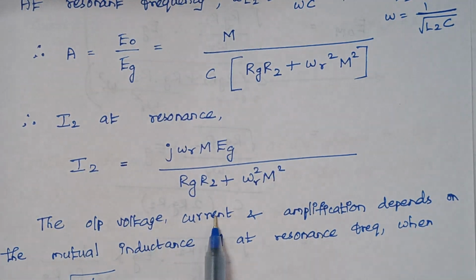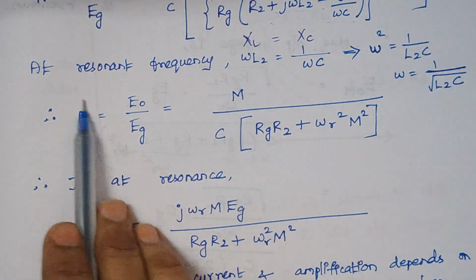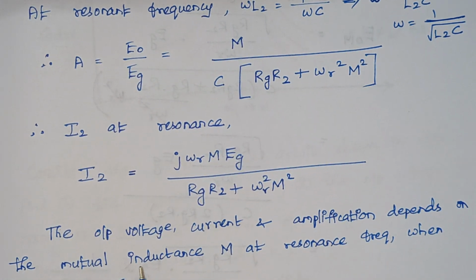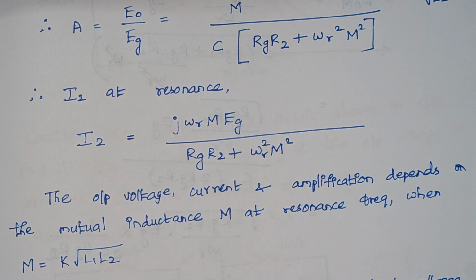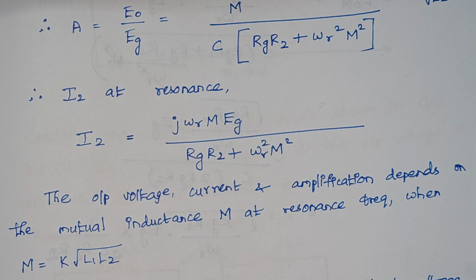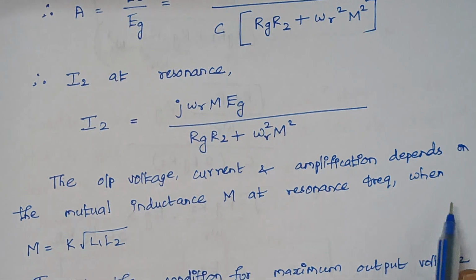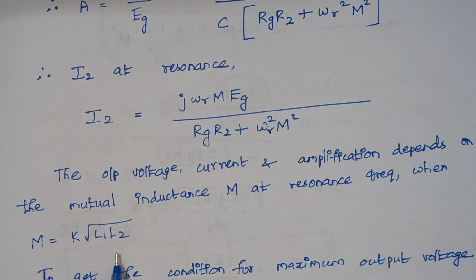So here the output voltage, current and amplification, okay? This term A denotes the amplification. So A depends on the mutual inductance M at resonant frequency. That is, all these equations predominantly contain the mutual inductance, right? Therefore, mutual inductance plays a key role in determining these values, right? So here again, when M is equal to K into root of L1 into L2.